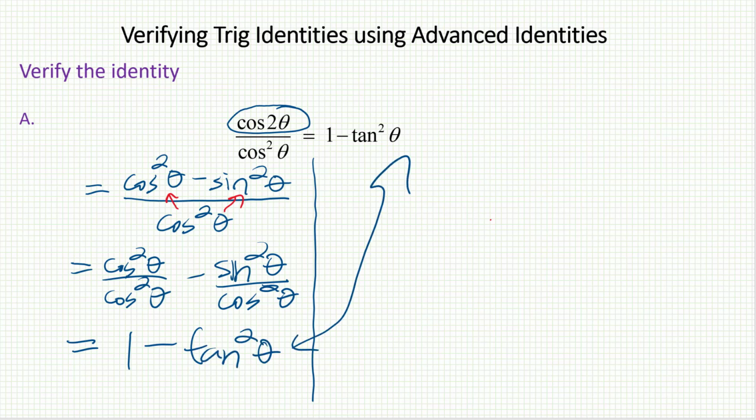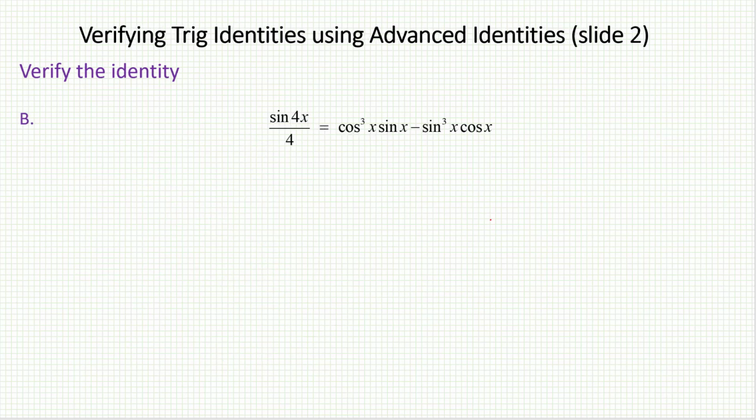We've verified our identity. Let's try a second example. This one looks a little bit more complicated. Same directions, verify the identity. Of course, I'm always looking at both sides. That sine 4x catches my eye. I'm going to have to do something with that, I'm sure. On the right side, what could I do there?